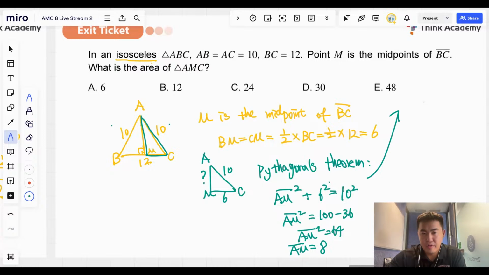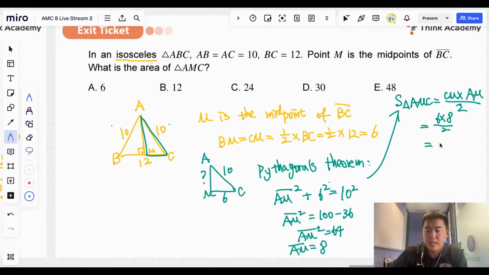So we are looking for the area of triangle AMC. So the area of triangle AMC is equal to the base, which is CM, times the height, which is AM, then divided by 2. So what is CM again? CM is 6. What is AM? We just found its length to be 8. Then 6 times 8 divided by 2 is 48 divided by 2. So the answer should be 24.